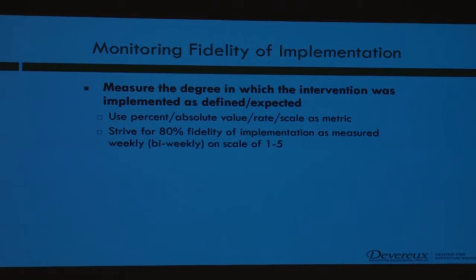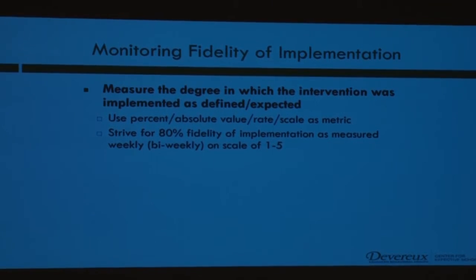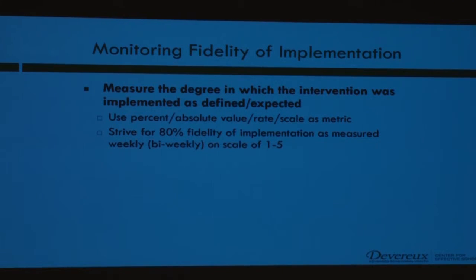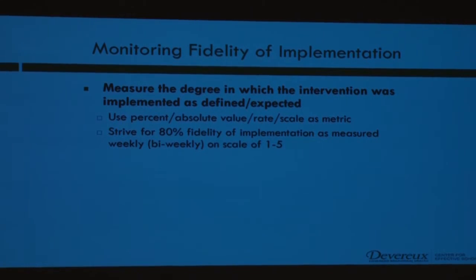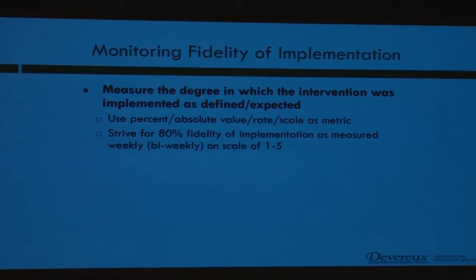There's a couple different things you can look at when you're monitoring fidelity of implementation. One of the big things is that you want to measure the degree to which the intervention is implemented the way you expected it to be implemented. Our goal is always 80% implementation, so we want to make sure that about 80% of our staff are implementing this the way we anticipated. We can use a variety of ways to look at that. We might look at a percent, you might look at a rate, but you're using some sort of measurable term to decide this was implemented with fidelity.